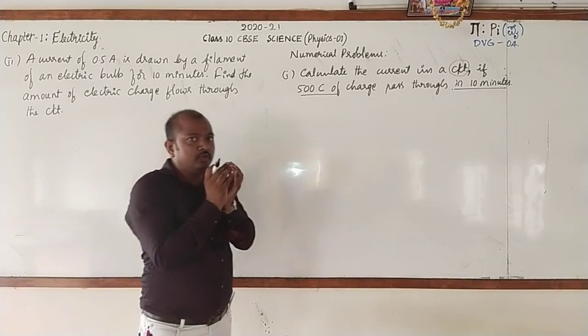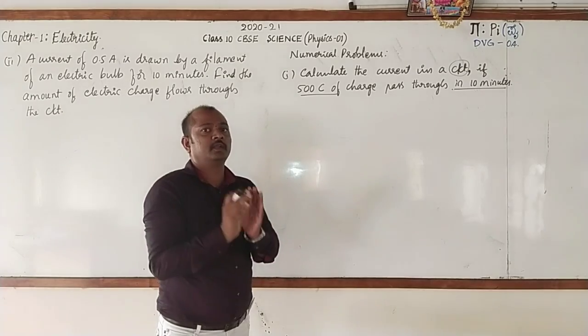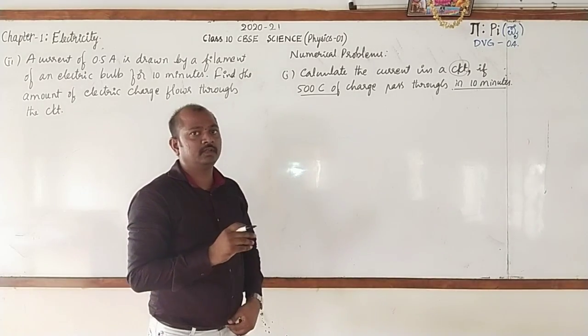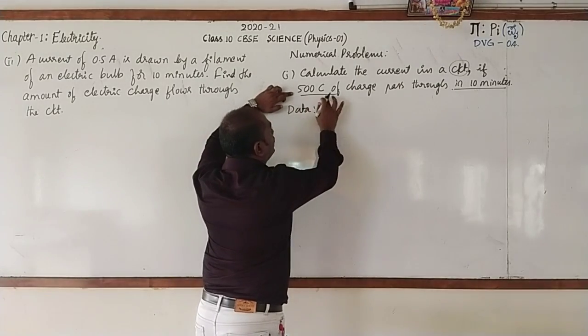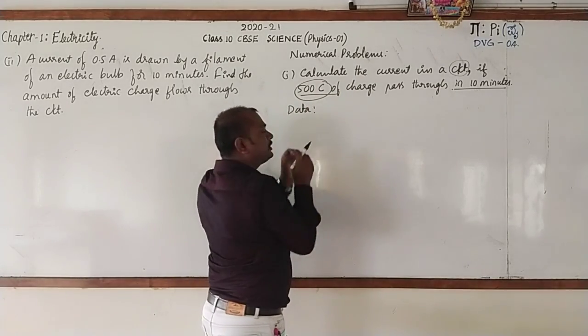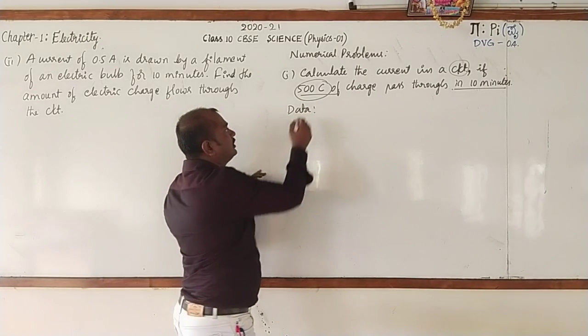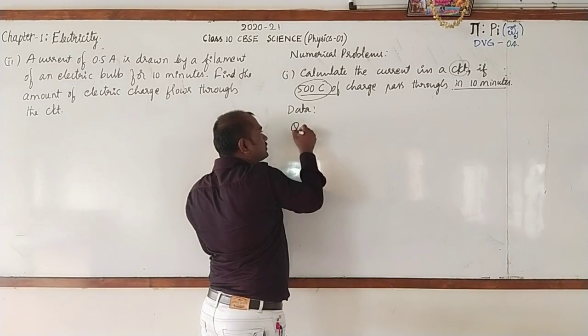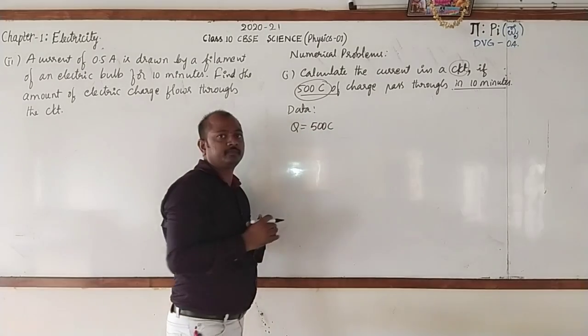See, wherever the numerals or magnitudes you find, first underline them. That is the information given in the statement. Here I'll write that information. 500 coulomb. Coulomb is what? It is the unit of charge, right? Hence, 500 coulomb indicates quantity of charge. Q is equal to 500 coulomb.